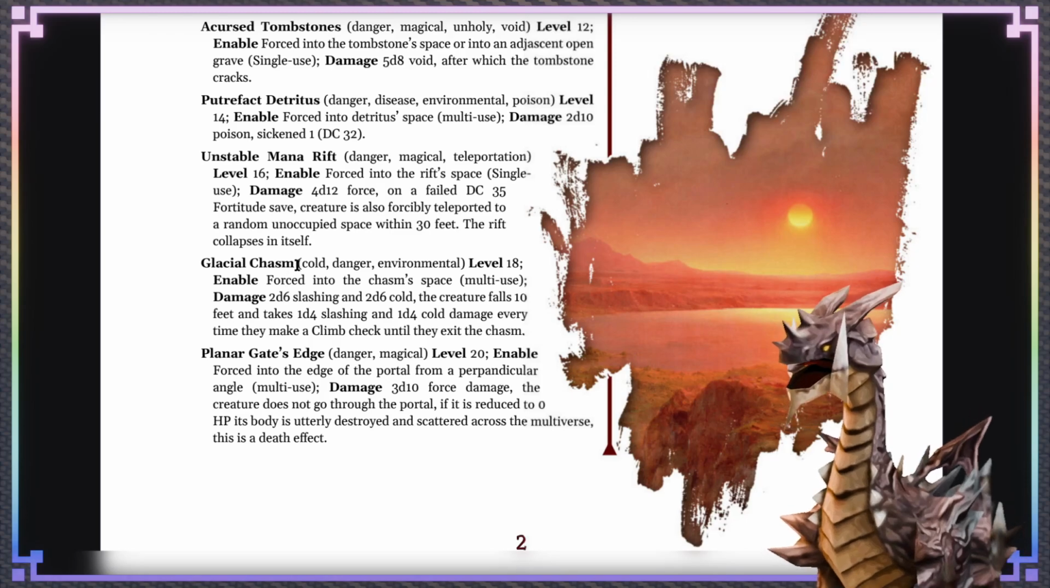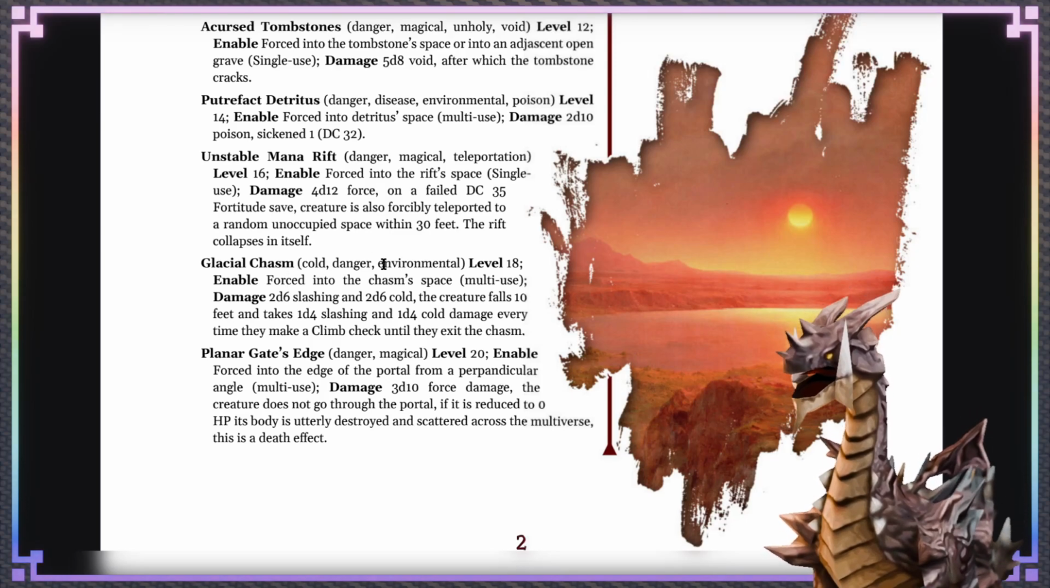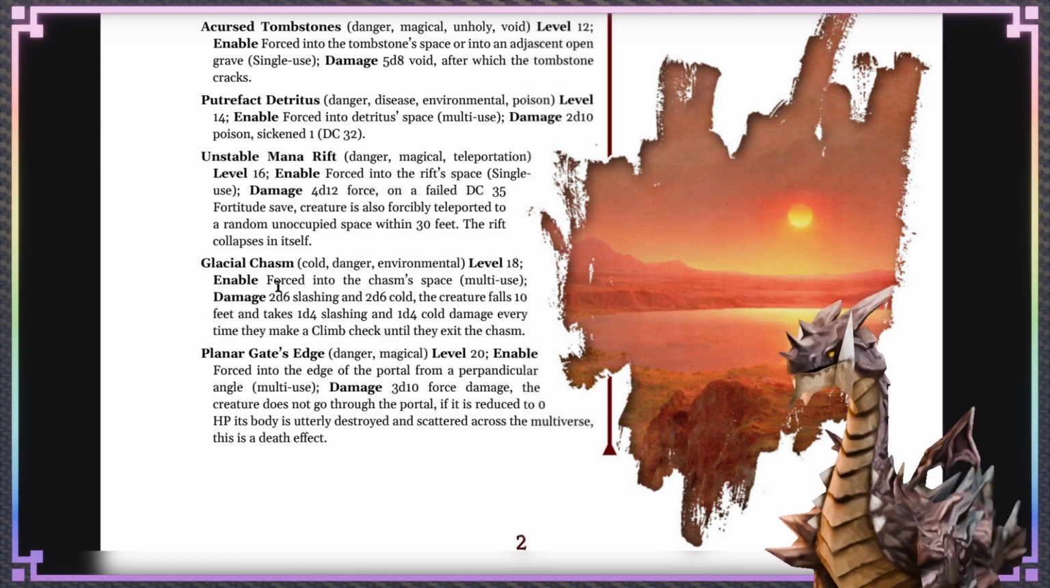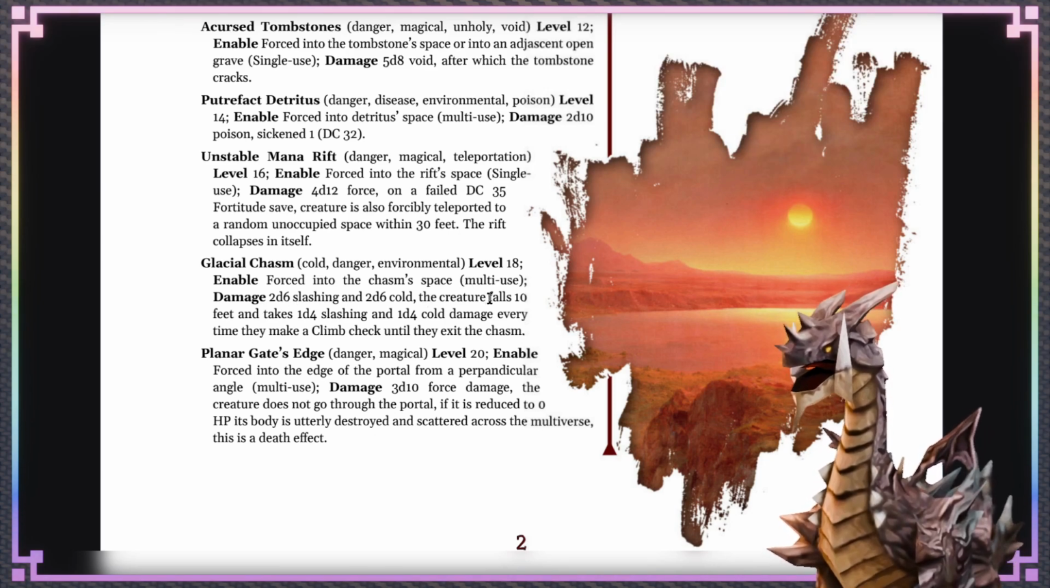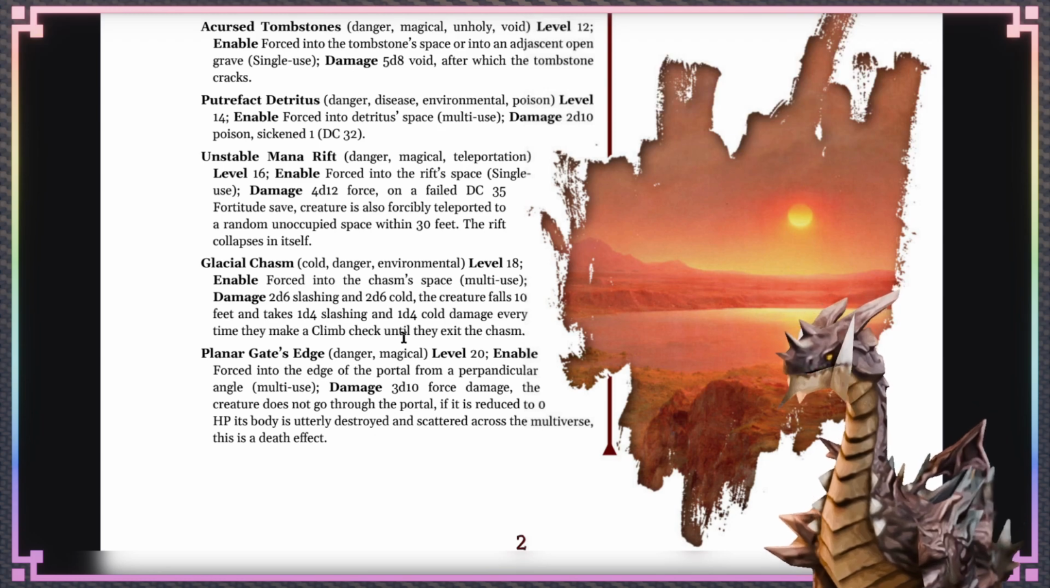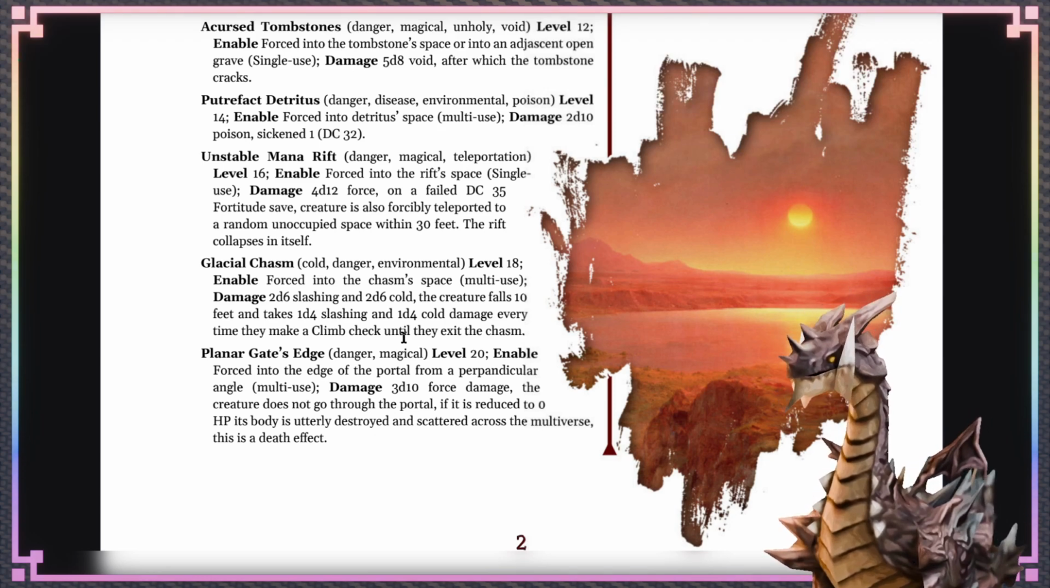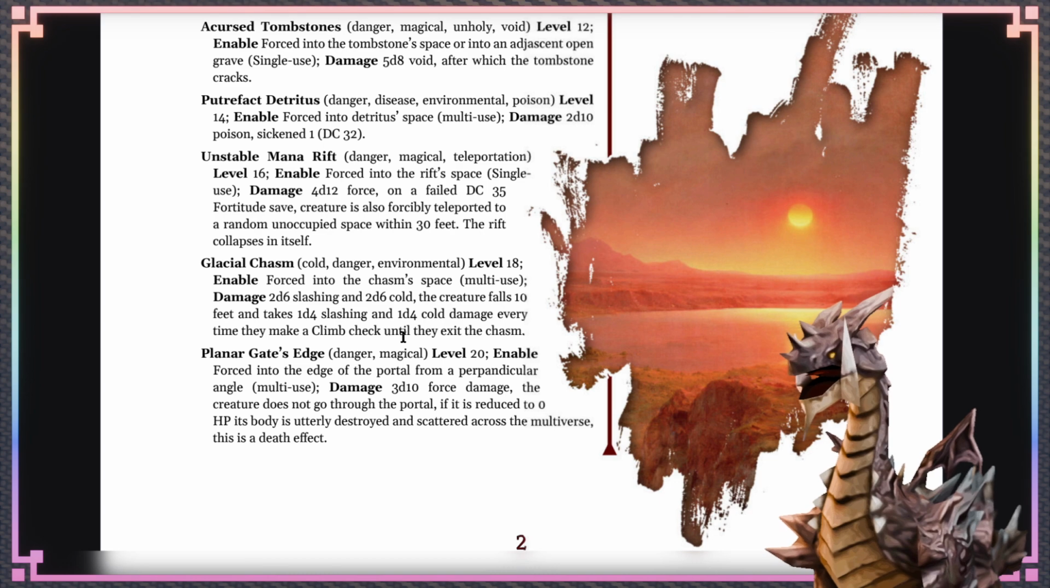A Glacial Chasm is cold, danger, and environmental. Level 18, and you're forced into the chasm space. 2d6 slashing and 2d6 cold as the creature falls 10 feet and takes 1d4 slashing and 1d4 cold damage every time they make a climb check until they exit the chasm. Because it's like very sharp, razor-like pieces of ice.